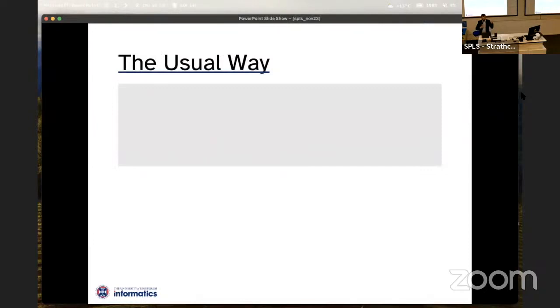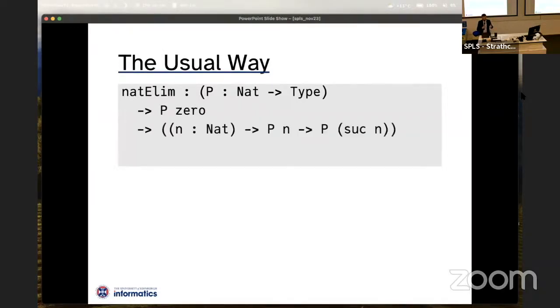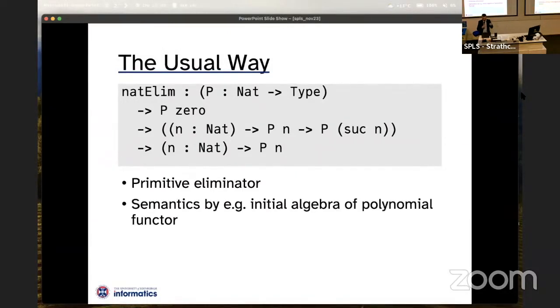The usual way of defining semantics for pattern matching is to go through eliminators. For natural numbers, you've got some type parameterized by a number, and this is usually called the motive. It's the target type. It says, you give me an instance of the motive for 0, and you give me a way to build an instance of the motive for n+1, given one from n. And then I can build an instance of the motive for any n. So this is basically exactly the induction principle. And in terms of semantics, this corresponds to basically initial algebras over polynomial functors.